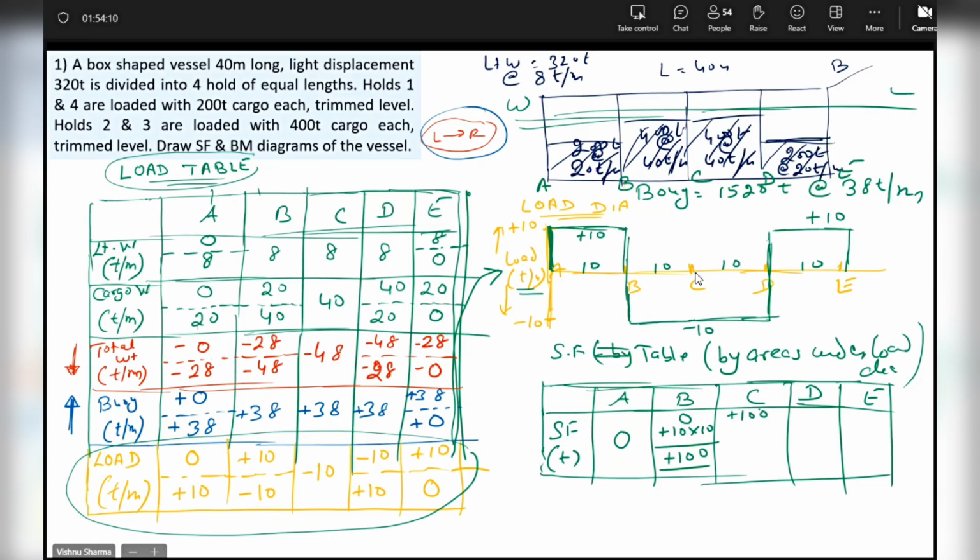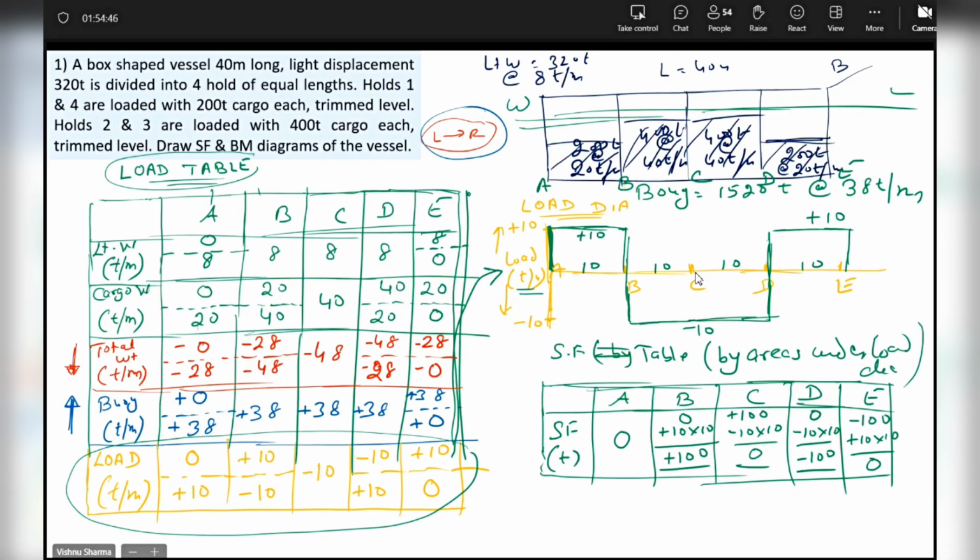What is the change from B to C in the area? Minus 10 into 10 becomes 0. I carry forward 0. What is the change from C to D? Minus 10 into 10, minus 100. I carry forward this minus 100. What is the change from D to E? Plus 10 into 10, becoming 0. Yes or no? Yes or no, beta? Correct?